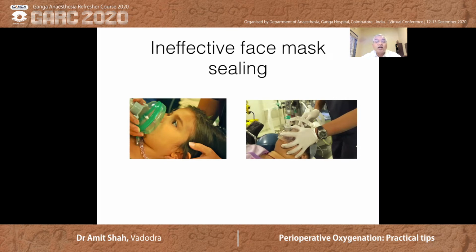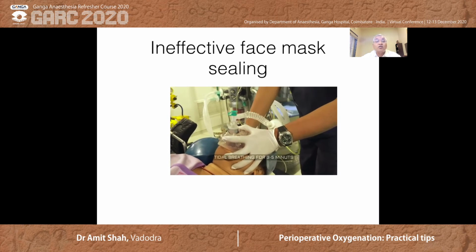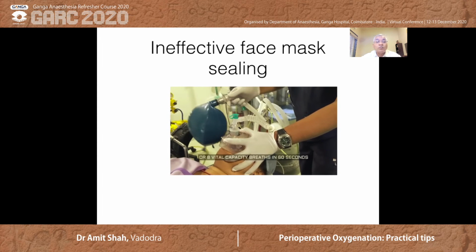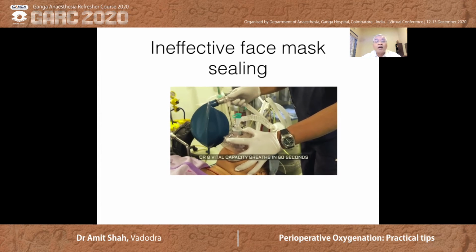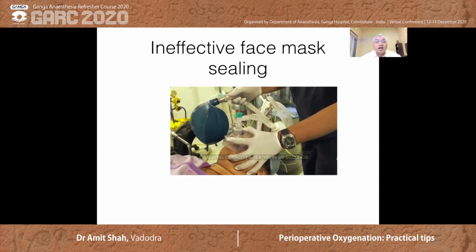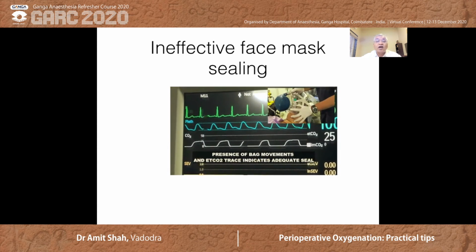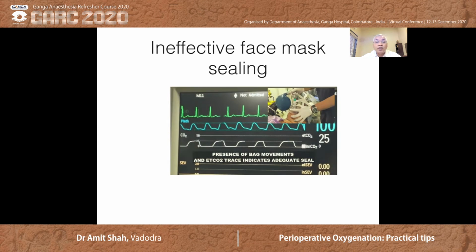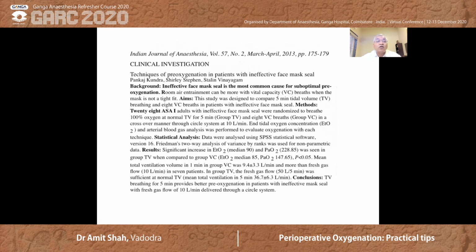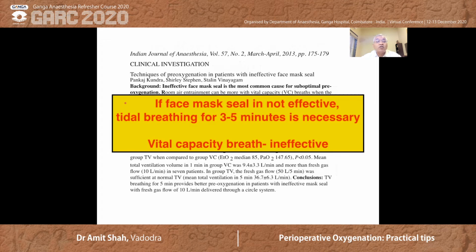So how to ensure that the mask seal is effective? For effective mask seal, what you have to observe once you apply the mask is bag movement. If bag movement is adequate, and if EtCO2 tracings are square wave, that suggests that your mask seal is effective and you can go ahead with any method. But in case the mask seal is not effective, what Dr. Pankaj Kundra and his team observed was that if face mask seal was not effective, tidal breathing was a more efficient method than the vital capacity breath. The vital capacity breath method was ineffective.